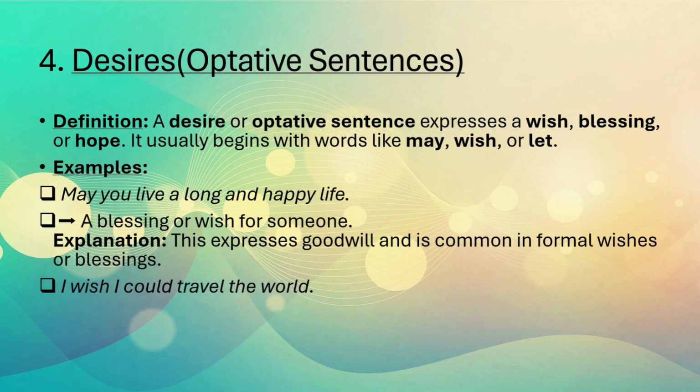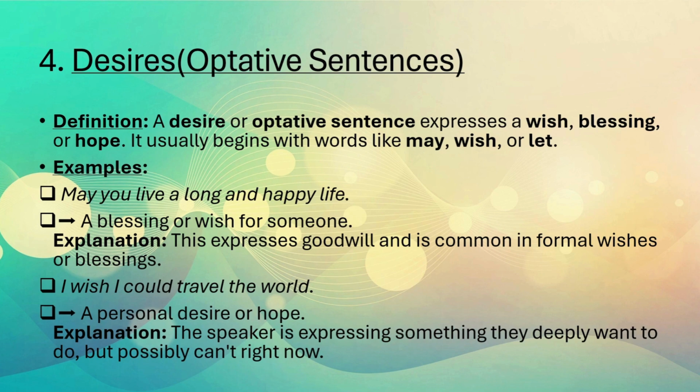Again, I wish I could travel the whole world. It's a wish. Okay, this expresses a personal desire, so it is also an optative sentence. In real life, we can also use sentences like, May God bless you. I wish I had a bicycle. Let him be happy. These are examples of sentences where we are not commanding or stating, but simply wishing something. So these come under the optative sentences.